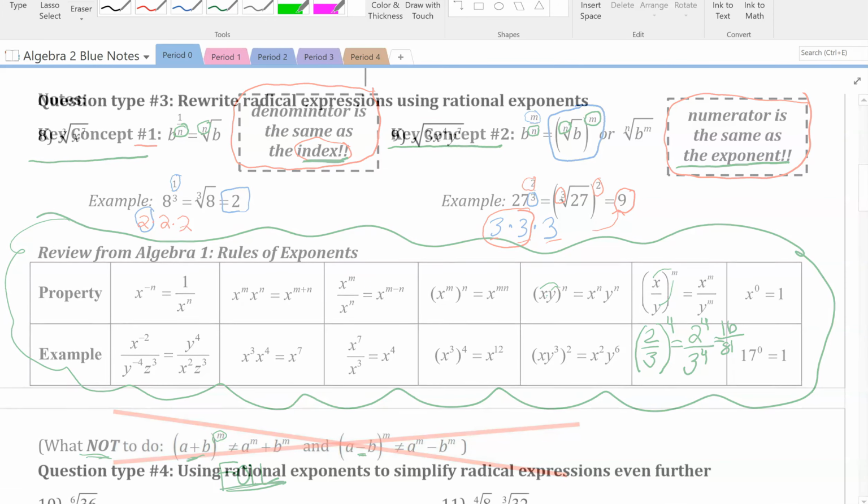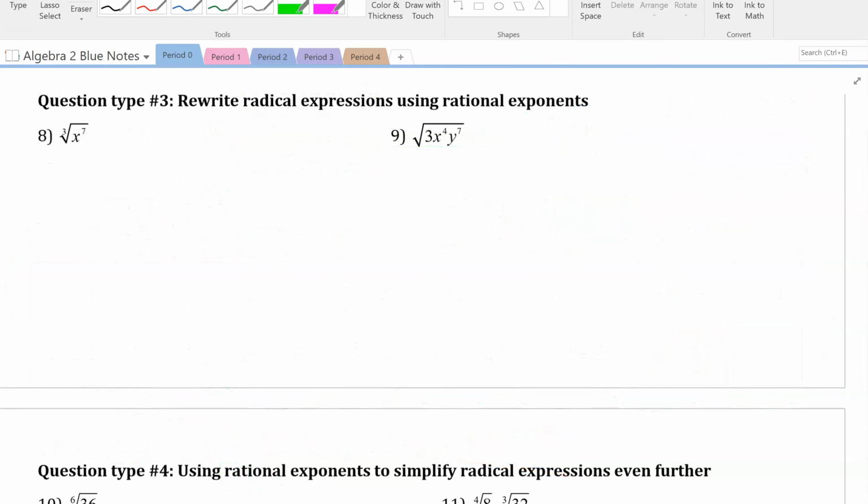So let's jump down to question type number 3, when we are being asked to go from a radical expression into something using a rational exponent. So here I can see that my exponent is 7 and my index is 3. So according to key concept number 2, I would rewrite this as x to the power of 7/3. The power is the numerator and the index is the denominator.